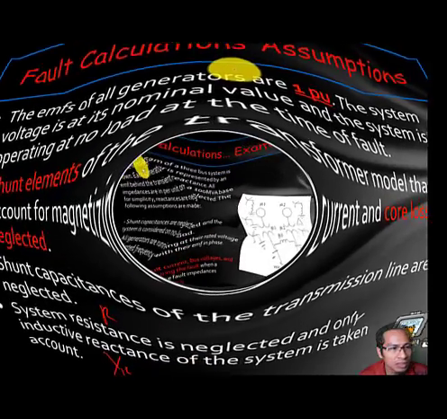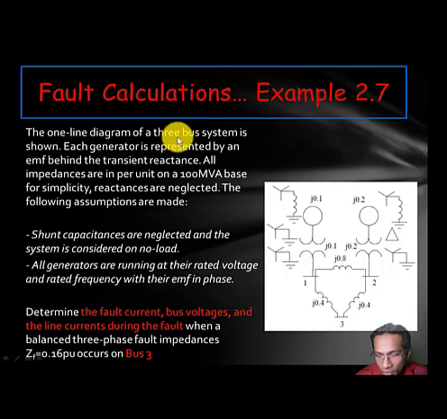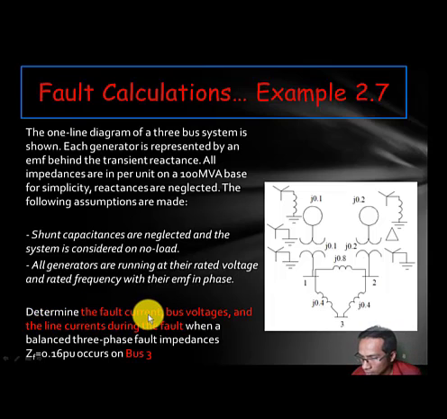The one line diagram of a 3-bus system is shown. Each generator is represented by an EMF behind the transient reactance. All impedances are in per unit on a 100 MVA base. For simplicity, resistances are neglected. The following assumptions are made. Shunt capacitances are neglected and the system is considered on no load. All generators are running at their rated voltage and rated frequency with their EMFs in phase. So, determine the fault currents, bus voltages and the line currents during the fault when a balanced three-phase fault with impedance ZF equal to 0.16 per unit occurs on bus 3.